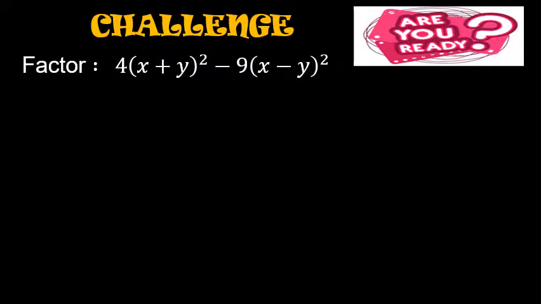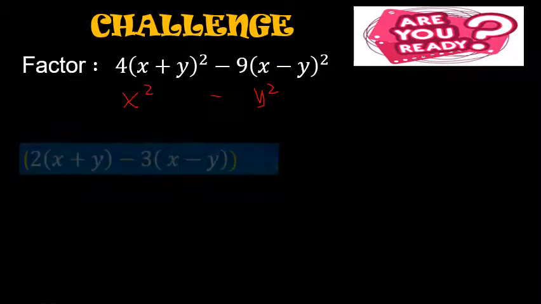Okay, are you ready? In challenge, this is a given. Factor, or we're going to factor is this one. 4 quantity x plus y raised to 2 minus 9 quantity x minus y raised to 2. That is same with this given. This is for x raised to 2. And for the other one is minus y raised to 2. So don't be confused. Okay, next.